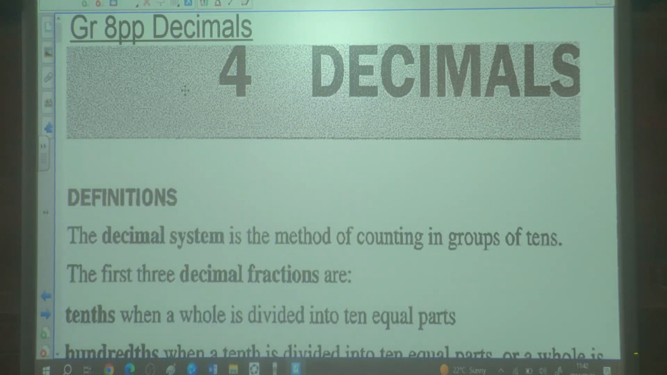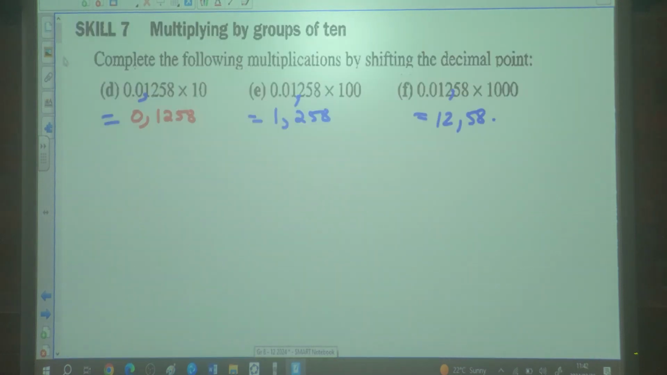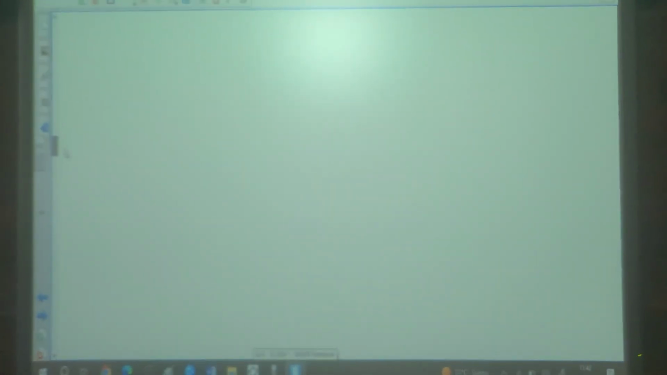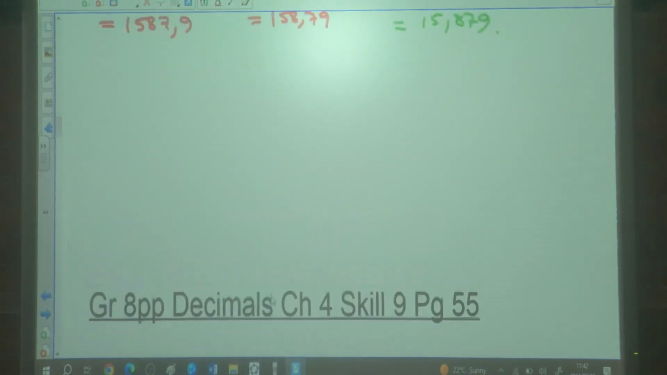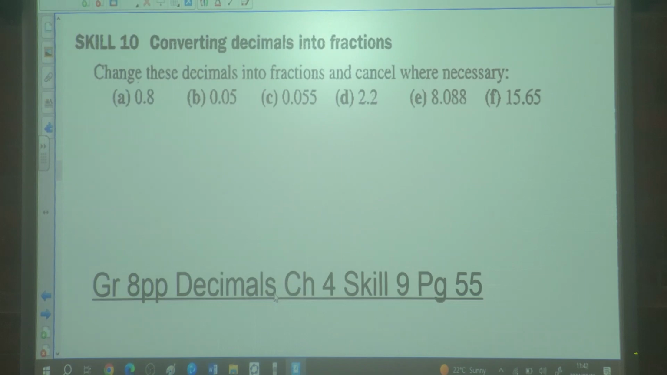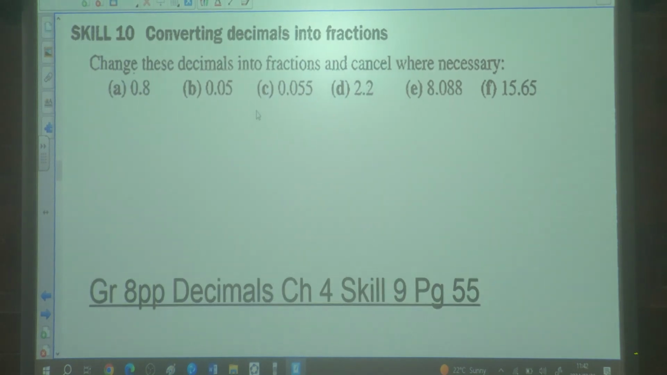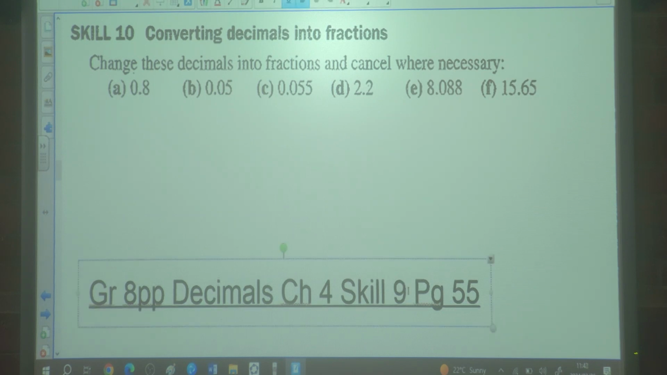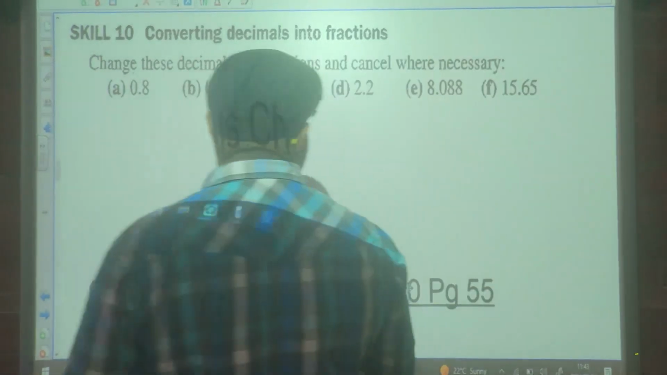Okay, good morning class. So today we're going to look at decimals. Decimal skills 10, 11 and 12. So the first question says, change these decimals into fractions. Change the decimals into fractions and cancel where necessary.